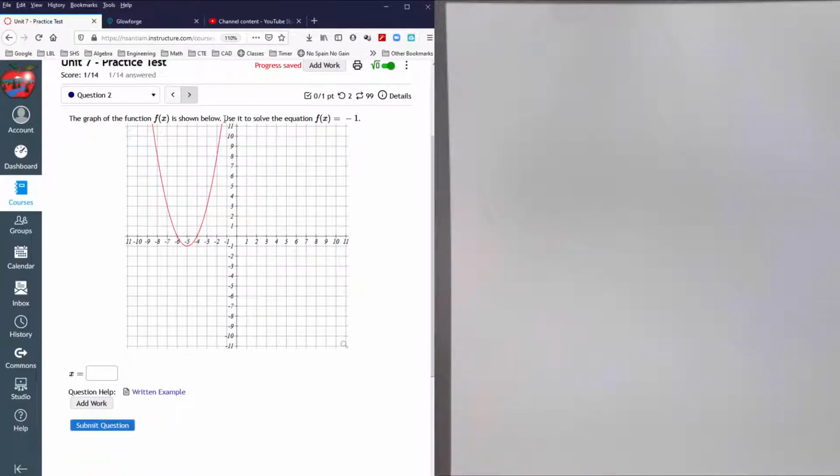This question is asking you to find out where that function is equal to -1. If you look down here, they're looking for the x value, and this represents the y value. So they're looking for where the y value is equal to -1. If I come down here to -1 on the y-axis and come over, I can see that's where that graph hits the point where y is equal to -1, and the x value there is -5. They want to know the x value that makes the y value -1. That's going to be -5.